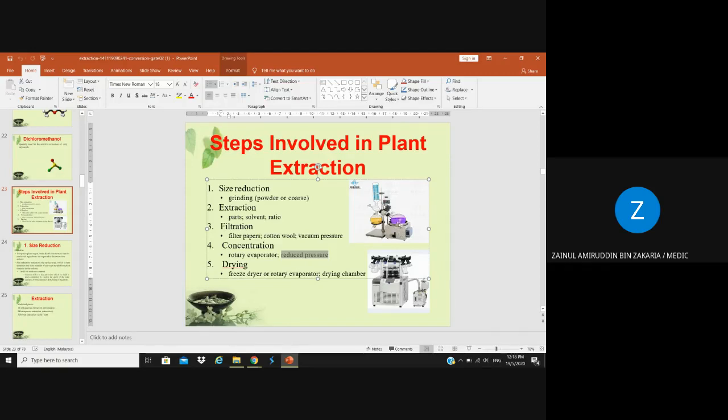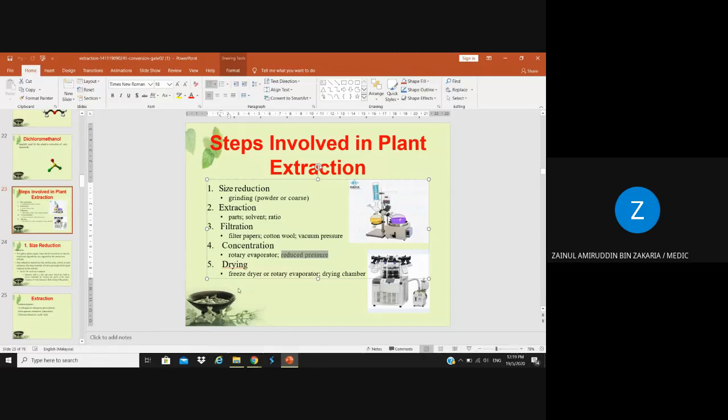So you will not expose your extract, the purple color part, to a temperature higher than 40. Meaning to say, the compounds inside the extract will not be destroyed. Completely not destroyed, because at 40 degrees Celsius, most plant compounds can still be stable. Then after this, you need to do the drying process.